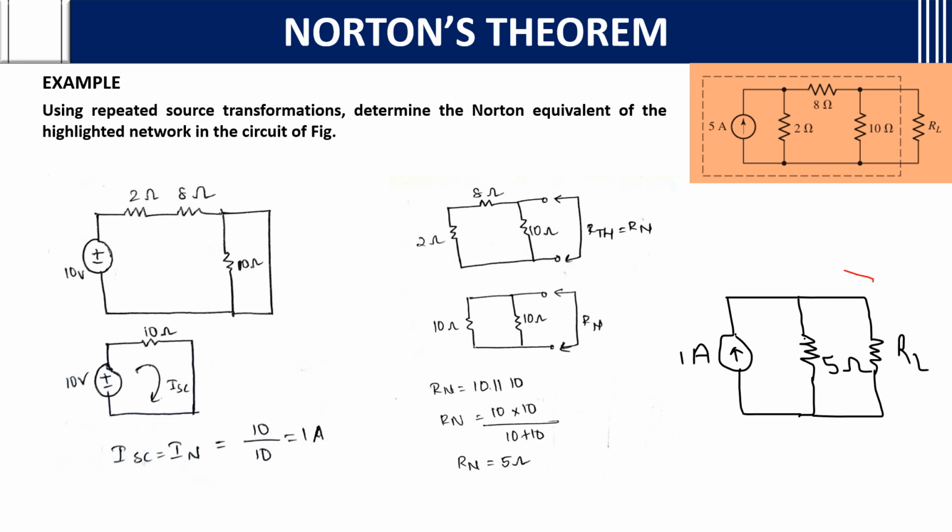After getting it, you need to draw it in this way. As you removed the load resistance, you should draw that back, and the current you got, 1 ampere in parallel with the 5 ohm resistance, needs to be mentioned. You'll see the next question.